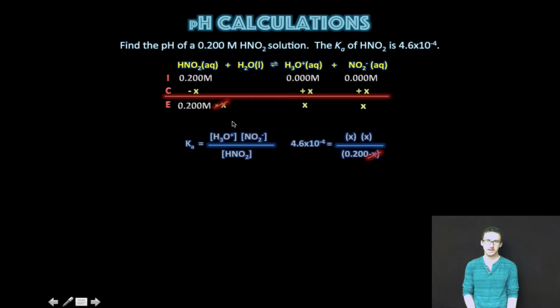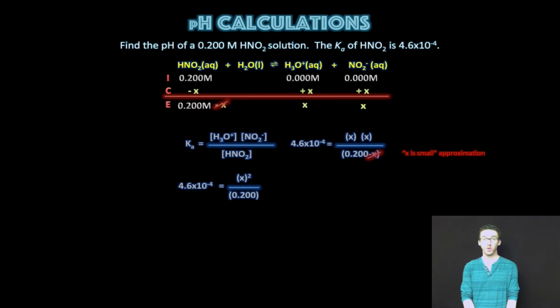Now, recognize, and this is important, that many times you'll be able to do the x is small approximation. And we can do this because our initial concentration and the Ka value differ by a factor of 1,000 or more. It's going to be kind of tight in this example, but it'll still work. Now, when we do that, it simplifies our Ka expression to x squared over 0.200. And then it's just a quick jump to our calculator to solve for x. In this case, 9.6 times 10 to the minus 3. And recognize that x is our hydronium ion concentration.